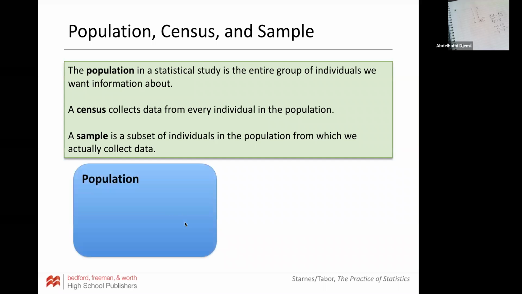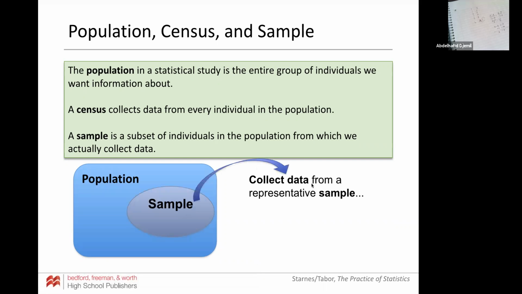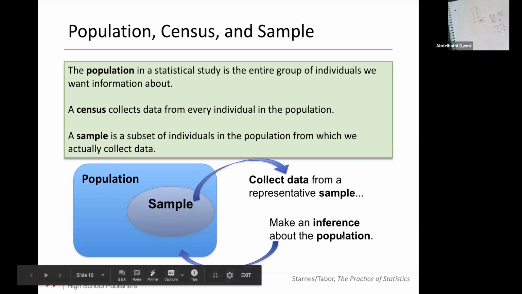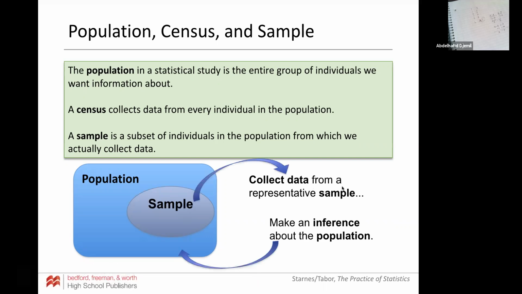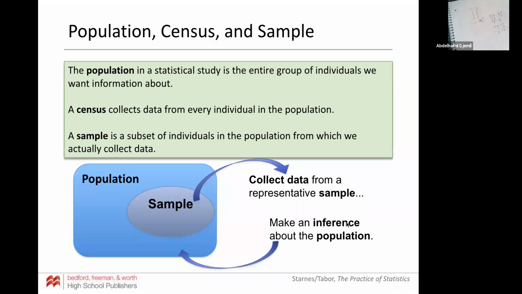So this is the population here in the diagram, and this is a sample. The sample is a small portion of the population, and so we collect the information from the sample, and then we make an inference after we collect the information. We study that information, we analyze it, we come out with the results, and we make an inference about the population. So the inference is we make a guess about the population. We make a decision about the whole population.